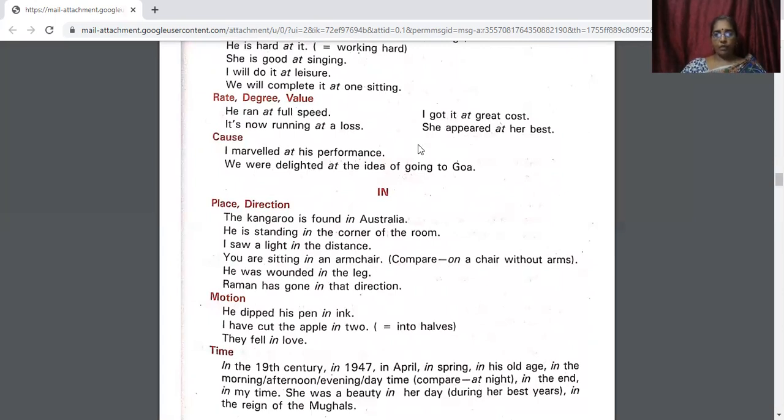Now, when time is to be said, how we use in, you see. In the 19th century, in 1947, in April, in spring, in his old age, in the morning, in the afternoon, in the evening, in the daytime. Now you say compare it at night. In the end, in my time, she was a beauty in her days, means during her best years, in the reign of the Mughals. So, how it is used?